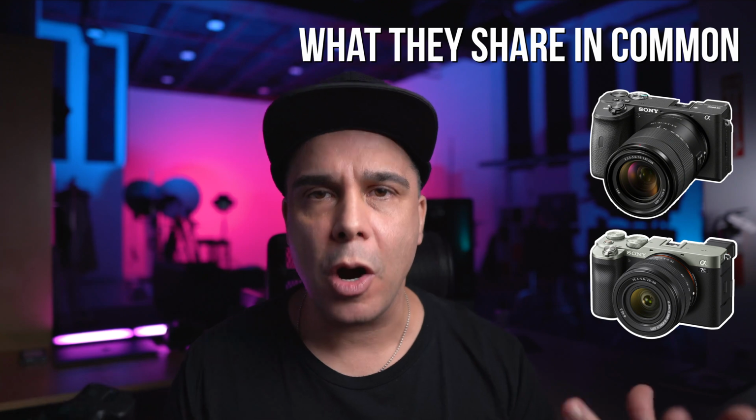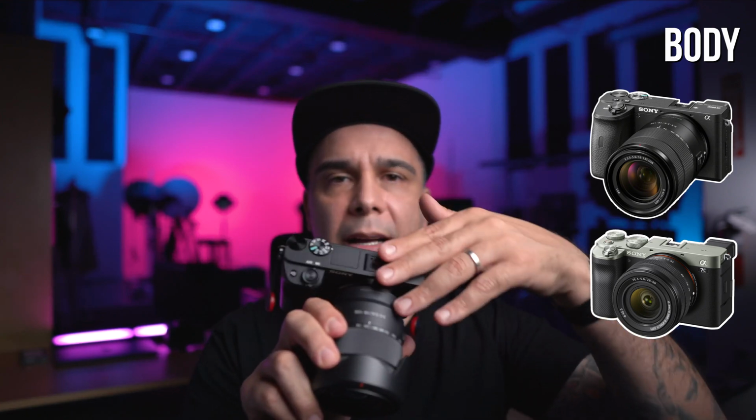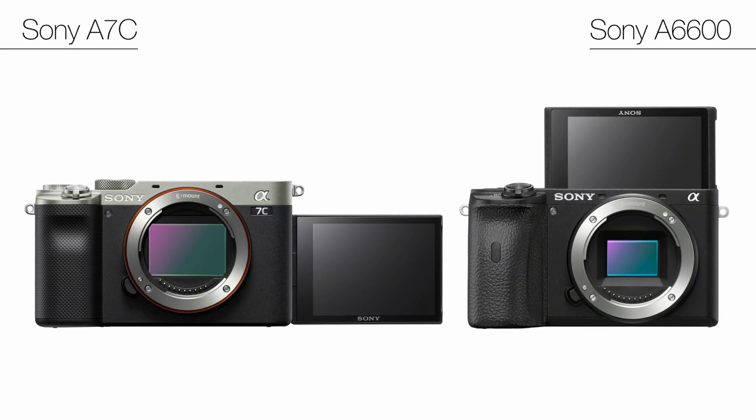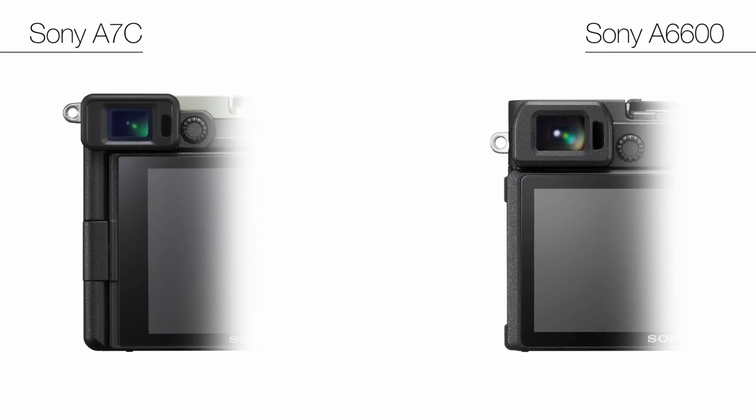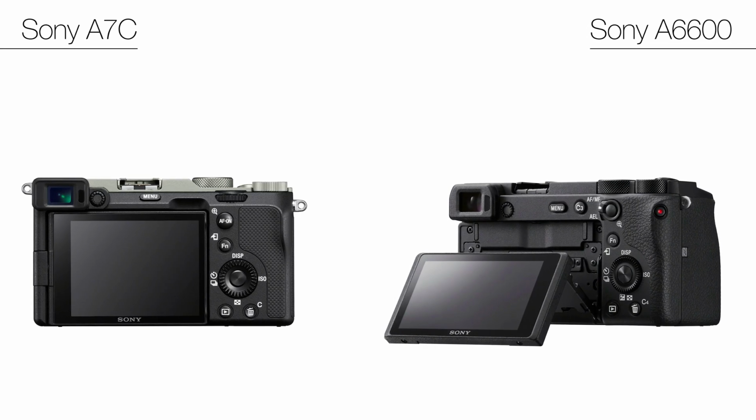Now let's talk about the things that are similar. For example, both cameras feature a body similar to the A6000 line. So we're talking about a body that is completely flush from the top. You are going to have the EVF on the left-hand side. It's not the greatest EVF, but it gets the job done. And you're going to have a similar layout of buttons and dials all around the camera.